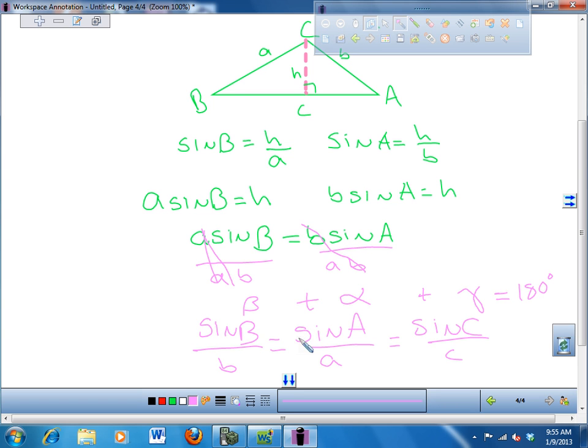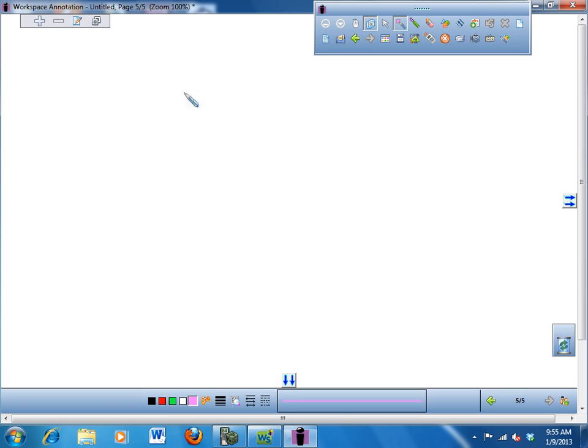All right, so now we'll do an example problem. You want to do an example problem? Sure. Okay. I only have 3 example problems for you today. Solve the triangle.